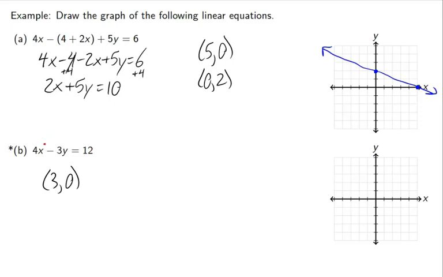Next, we want to find the y-intercept, so let's cover up the x term. Just put your hand over it. You see negative 3y is equal to 12, so y is equal to negative 4. So there's 0, negative 4. And that's all we have to do for these. So now we can plot our points, 3, 0 and 0, negative 4, and draw the line.